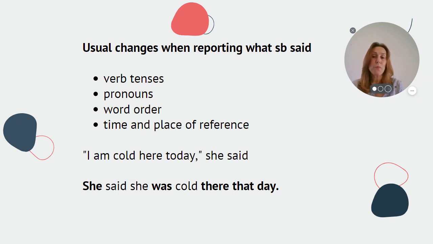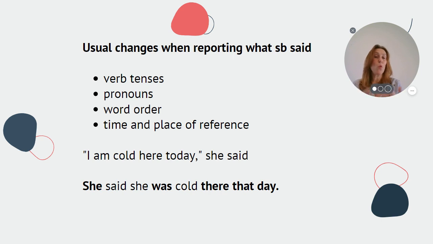So sometimes pronouns change as well. In this case, look at this example. "I am cold here today," she said. She said she was cold there that day.